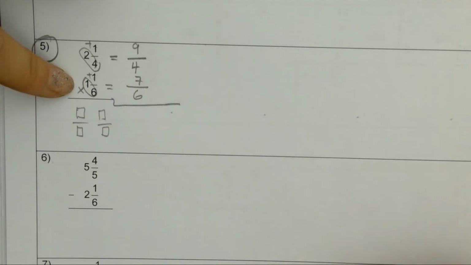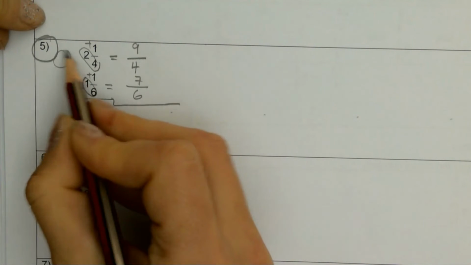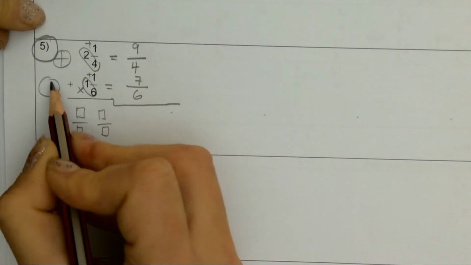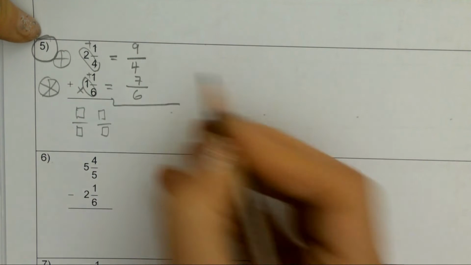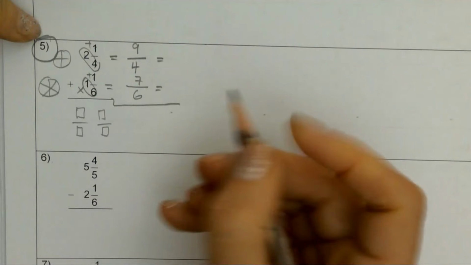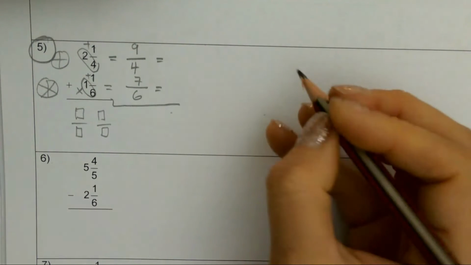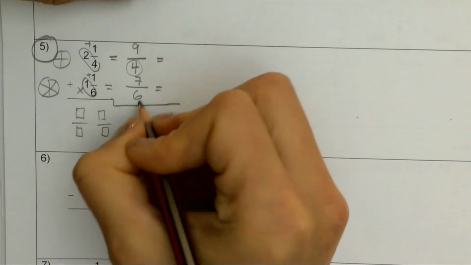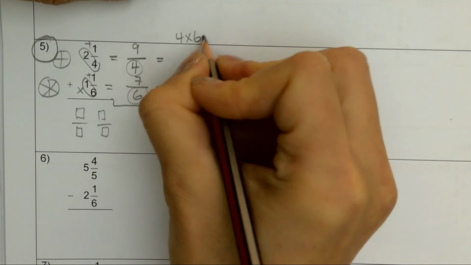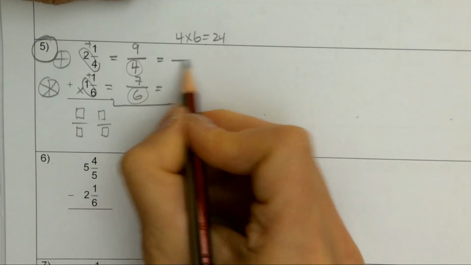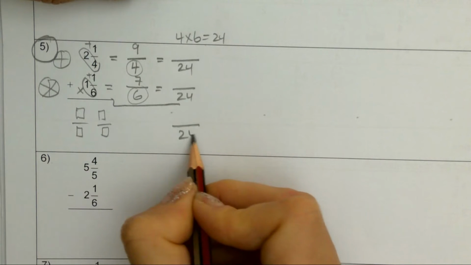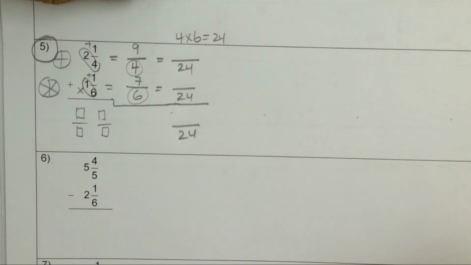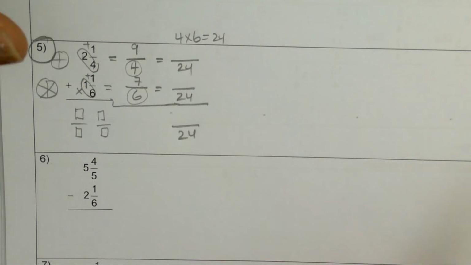So this cake is cut into 4. And this cake is cut into 6. See, they're not the same size. We have to make them the same size slices before we can add or subtract. So I go 4 times 6, 24. So I put 24, 24, and my answer, so I don't forget, 24. So I'm cutting the 2 cakes into 24.